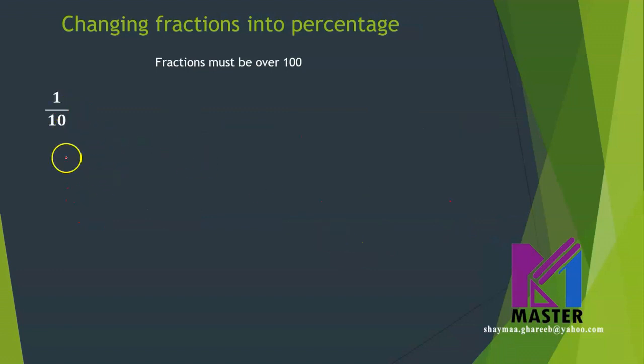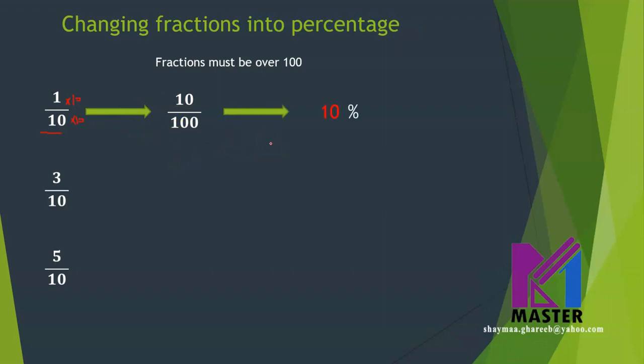Now, what about the 1/10? It's very easy. I have 10 and I want to change it into 100. So I will multiply it by 10 up and down. So, as a fraction, it will be 10 over 100, which is, as a percentage, 10%.